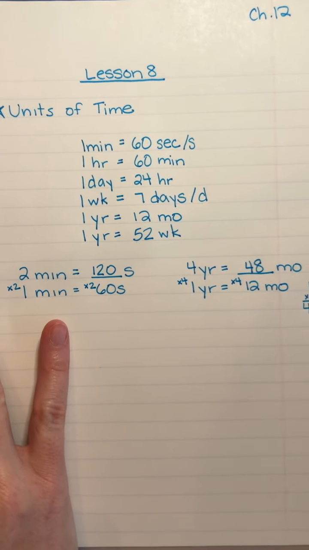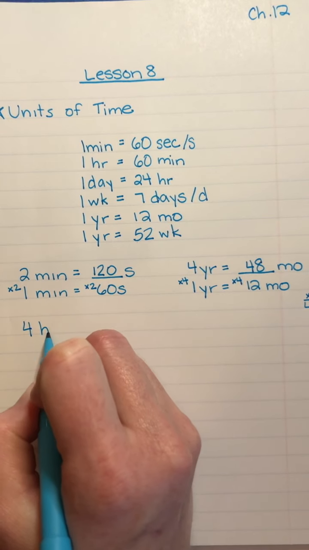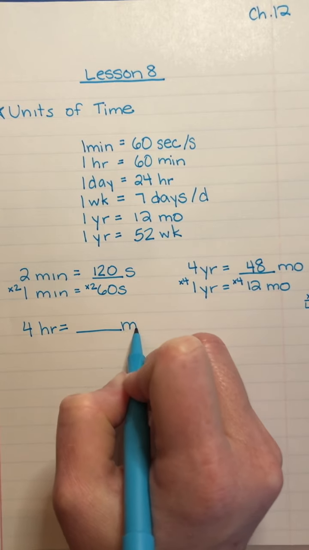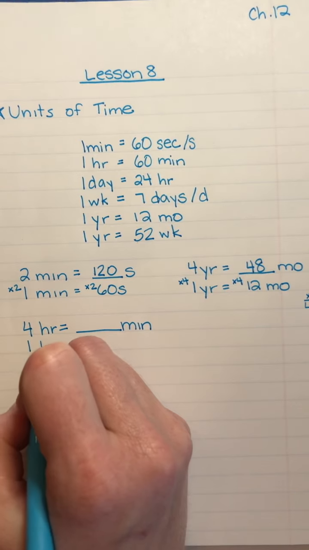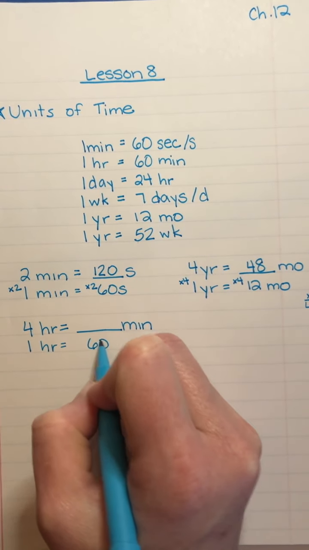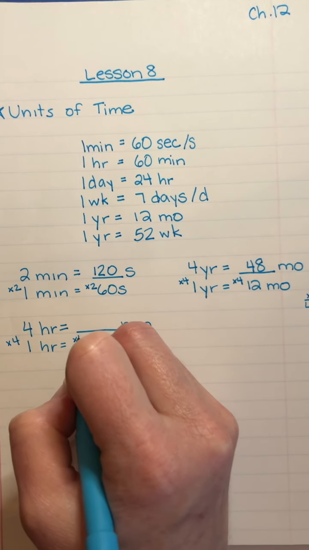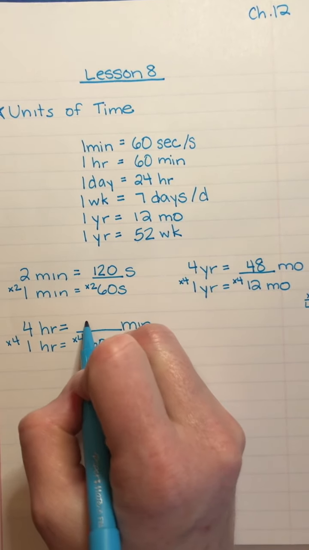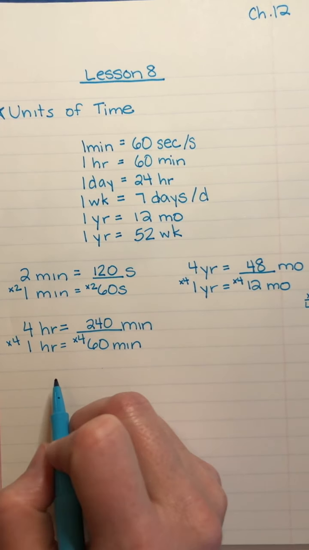Let's say, for example, I had 4 hours and I want to know how many minutes that is. Okay, well, 1 hour is equal to 60 minutes. 1 hour is equal to 60 minutes. 1 times 4 is 4. 6 times 4, remember I can cover up that 0. 6 times 4 is 24, plus the 0, 240 minutes. Okay?